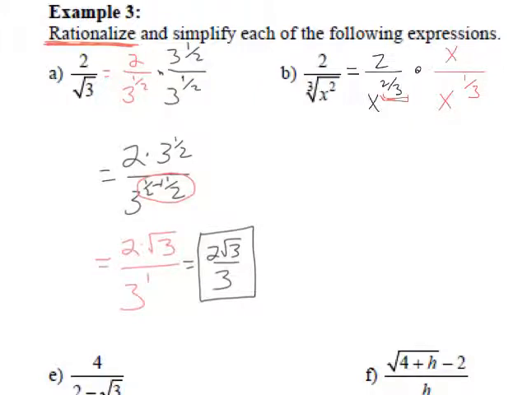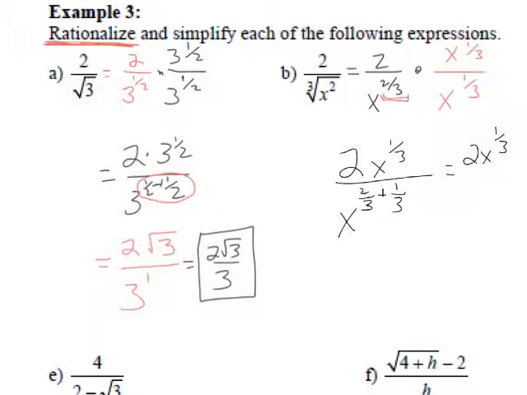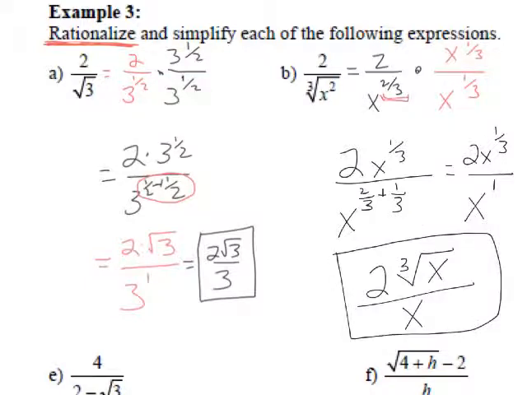So I'm going to multiply top and bottom by x to the 1/3, because this really is just a really fancy way of writing the number 1. So multiplying top and bottom, the numerator looks like 2x to the 1/3, and the denominator looks like x to the 2/3 plus 1/3, which becomes 2x to the 1/3 over x to the 1, which is 2 times the third root of x all over x. So now the denominator has been rationalized. We took it and rewrote it so there are no radical expressions in the denominator.